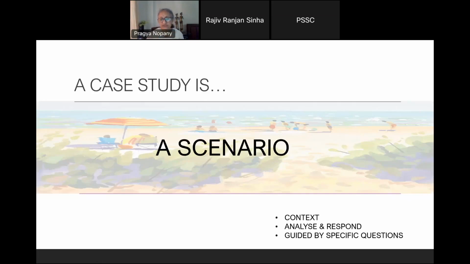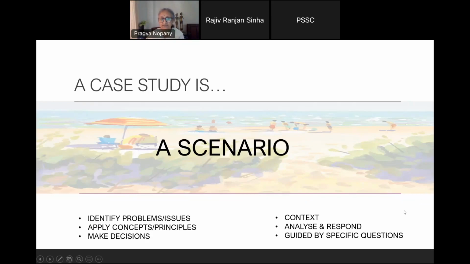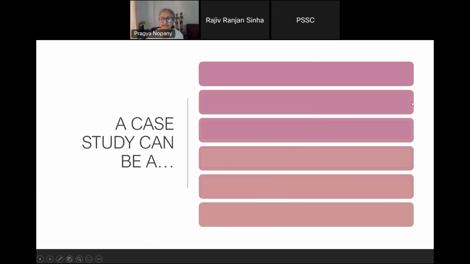These situations provide a perfect platform for us to guide our children in analyzing and responding to the situation. Children also learn to identify problems and issues, apply concepts and principles, and make decisions. So this is how a scenario leads us to our goal: that children learn to analyze, assess, and make right decisions and then evaluate their decisions. That is the whole purpose of a case study.